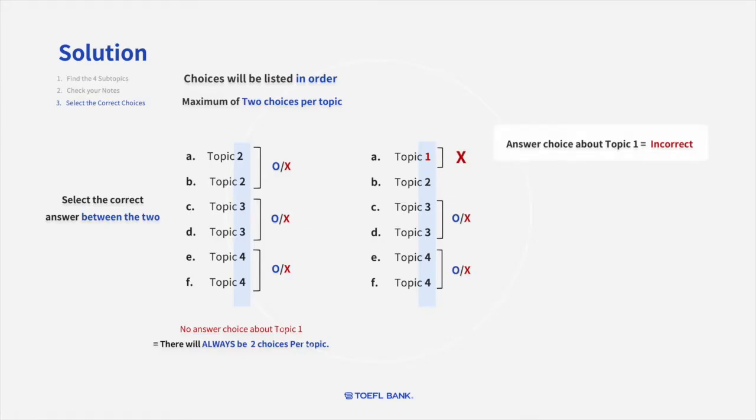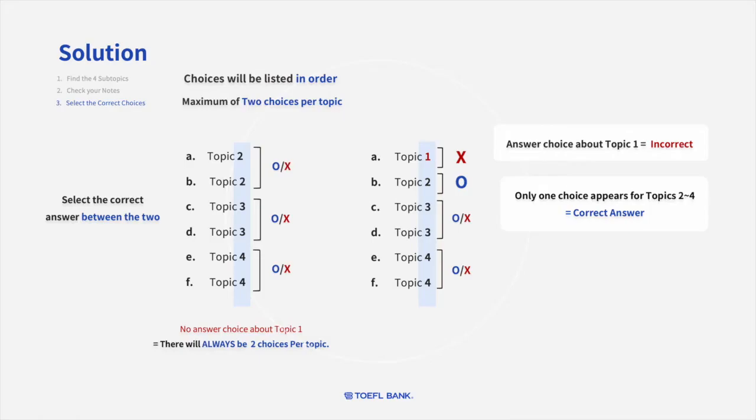After you eliminate that answer choice, you will be left with 5 choices, which means that there will be one topic from 2 to 4 that only has one answer choice about it. As such, if only one choice appeared for subtopics 2 to 4, that one choice will be a correct answer to the question. Then you will be left with 4 answer choices, and what you have to do is to just select the correct answer choice about each topic between the 2 choices. And again, remember that choices A to F will all be in order from subtopic 1 to 4.